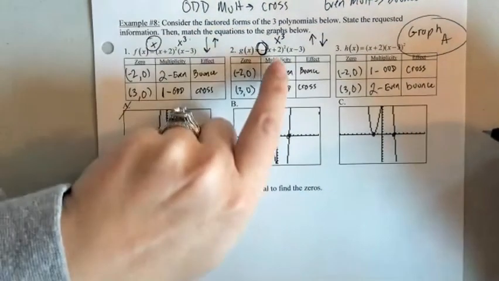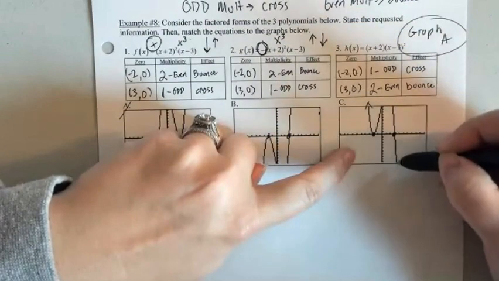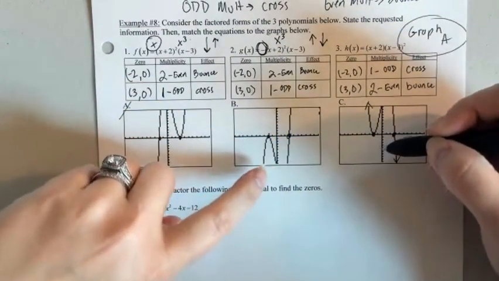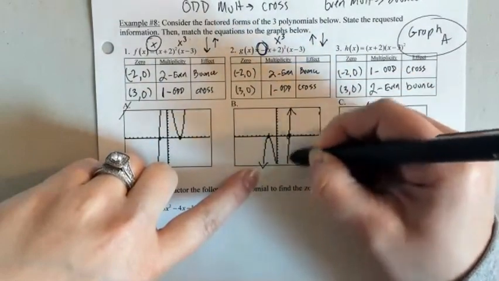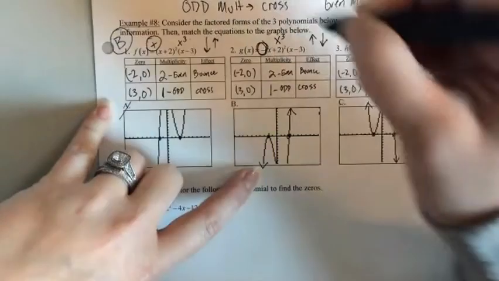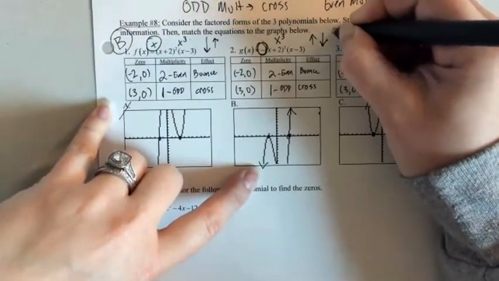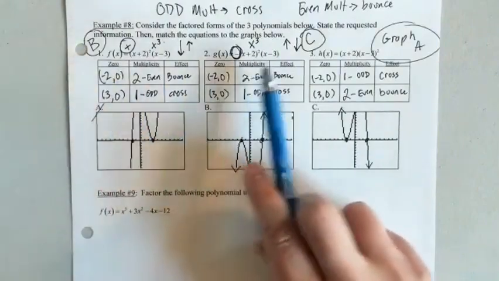So that means this corresponds to letter C, because this is up and down, whereas this would be the positive one, down and then up, because it would connect like that. So this one is graph B. This one is graph C. So it should go B, C, A.